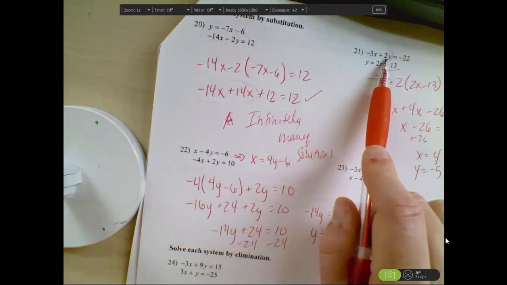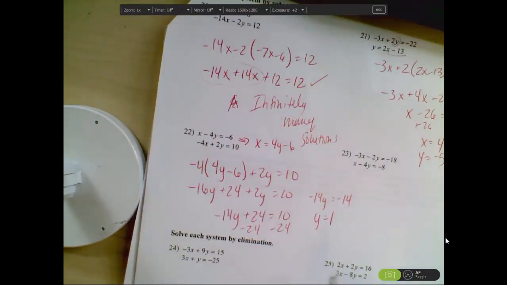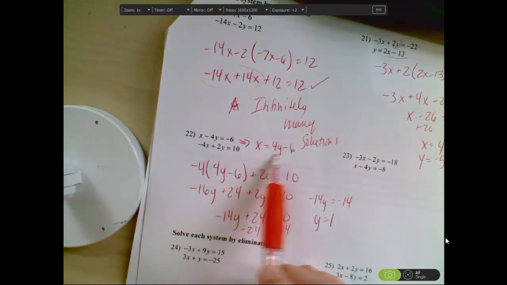Minus 10, because 2 times negative 5 is negative 10, equals negative 22. So that's the right answer. So now I know that y is 1. I'm going to plug it in here. 4 times 1 is 4, minus 6 is negative 2.